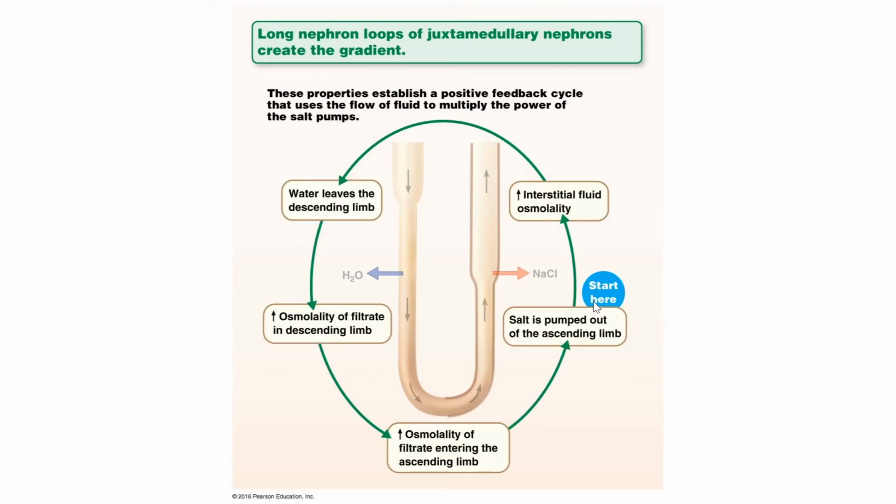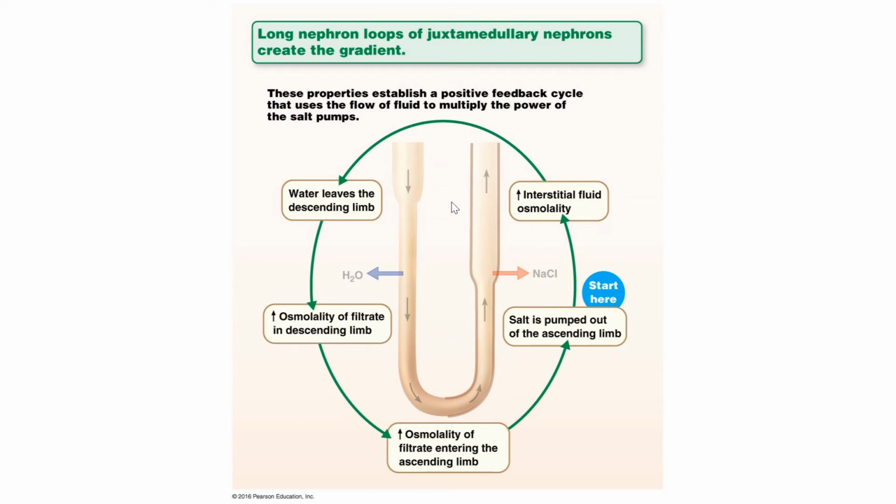Why does that matter? If we look right here, when the filtrate is moving up the ascending limb, salt is pumped out. So we have active transport that's forcing salt to leave the nephron and enter the space surrounding the nephron. The space around the nephron is called the interstitial fluid. It basically means the space between things. So if salt is pumped out, there's going to be more salt out here. That's going to be an increased osmolality in the interstitial fluid.